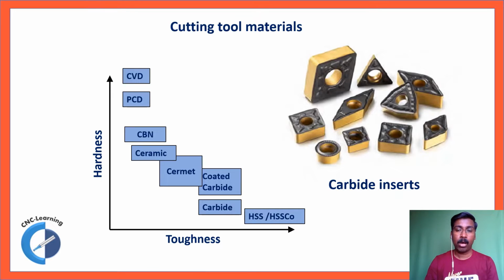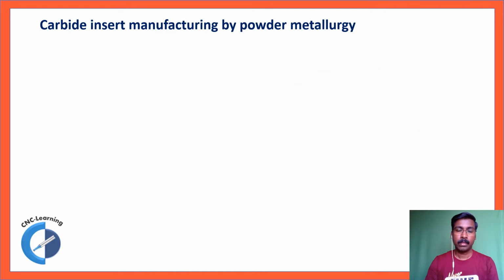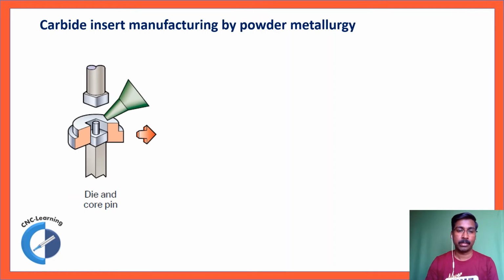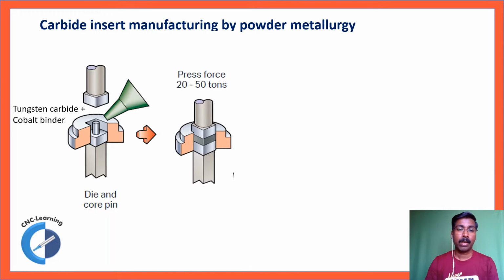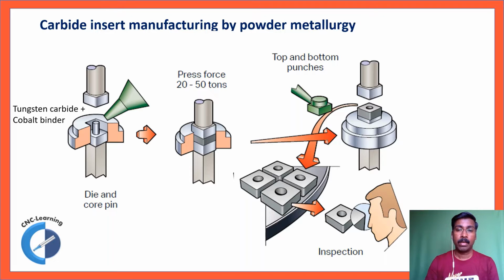Now in this video we are mainly going to talk about carbide inserts, and how the carbide insert is manufactured using powder metallurgy. There is a die and punch, with tungsten carbide and cobalt binder. It is mixed and poured into the cavity and pressed with a force of 20 to 50 tons. And then the insert is formed.